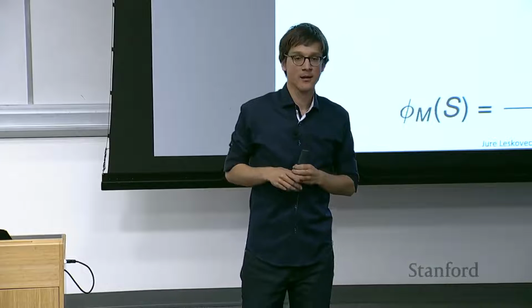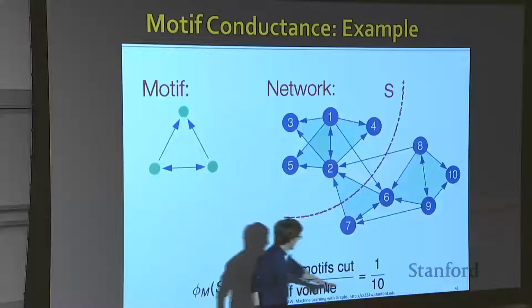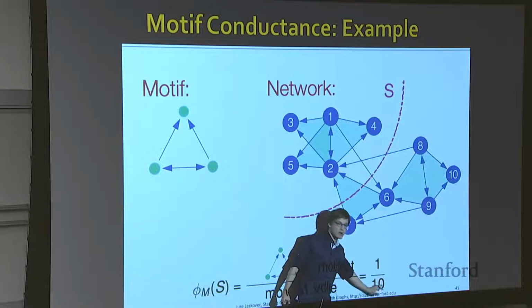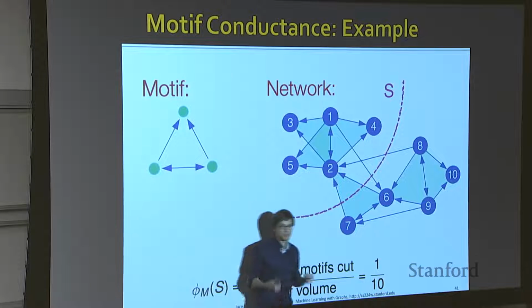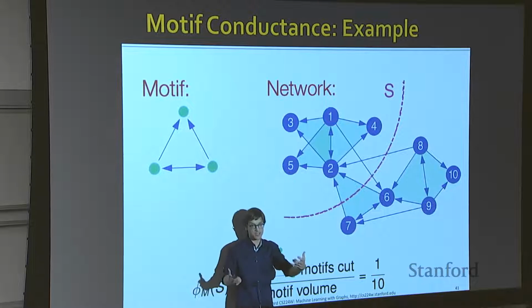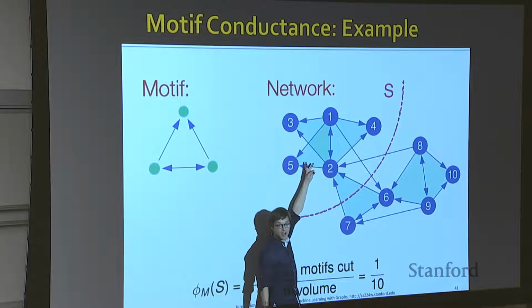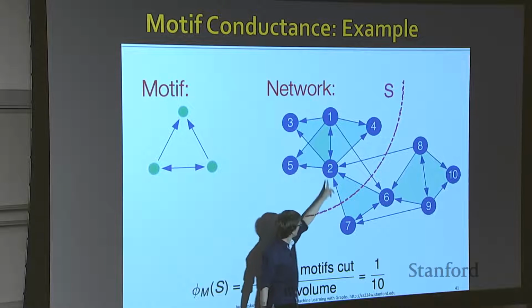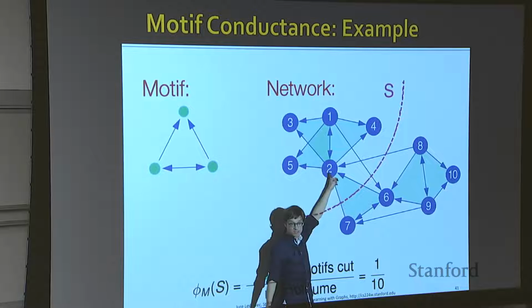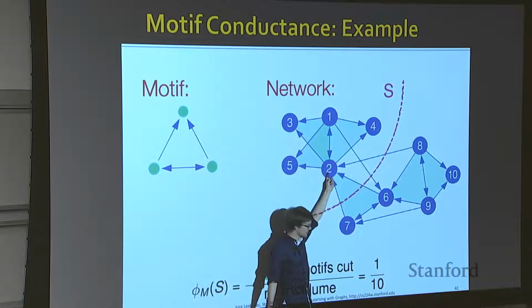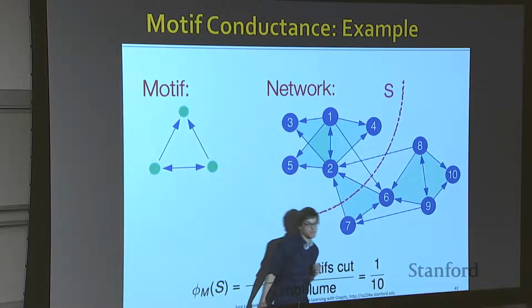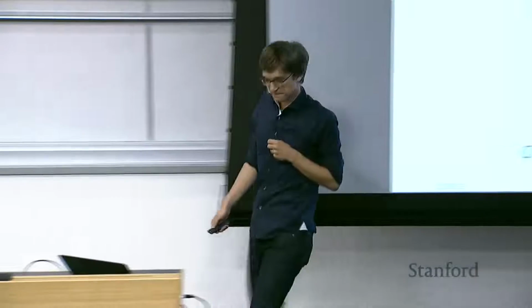Can you again define the motif volume? Like how did it come out to be 10? This is the number of motif endpoints in the set S. Motif endpoints, right? So a triangle has 3 endpoints. So there are 3 triangles here. So that's 3 times 3. Plus this motif has 1 endpoint in S. So it's 9 plus 1. Good point. Thank you for asking.